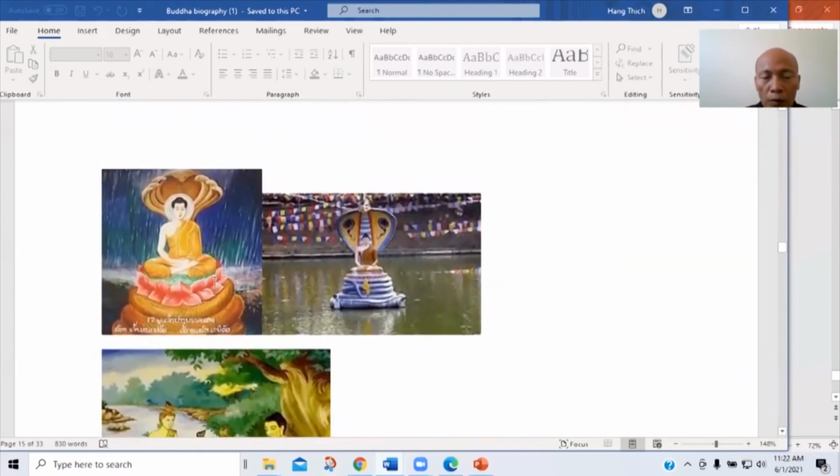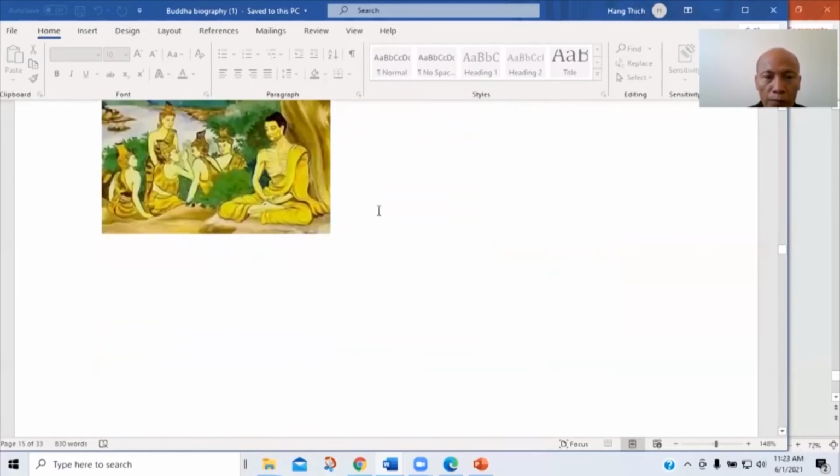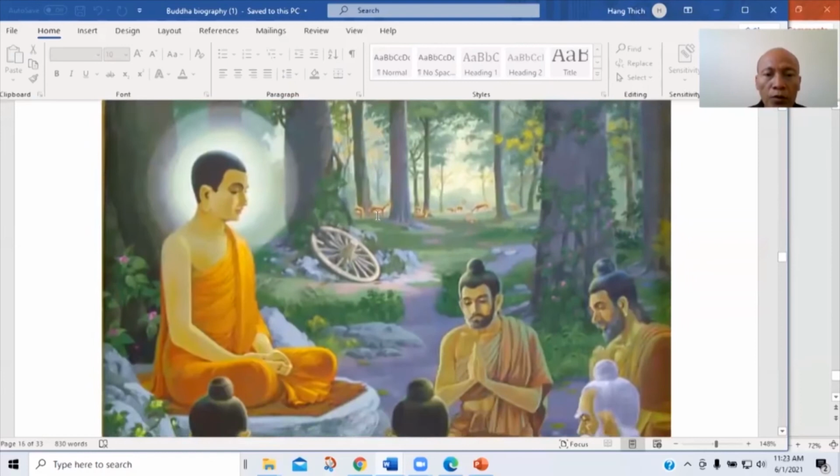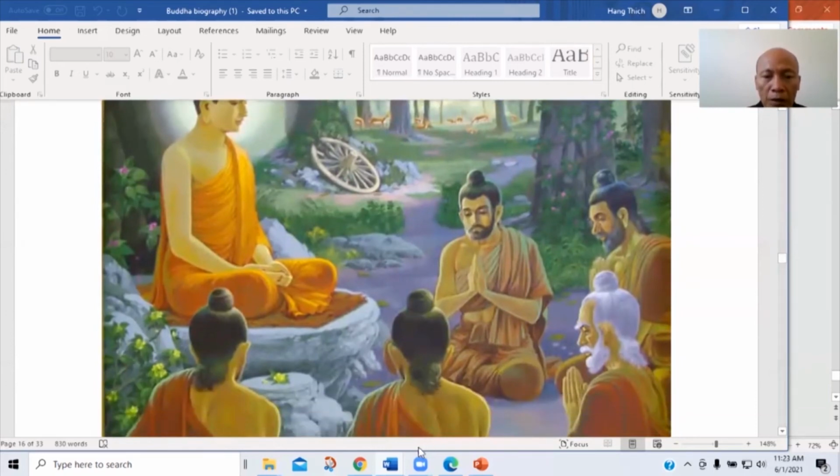And he stayed around there for another 49 days after his enlightenment. In one of the weeks, a serpent king covered the Buddha with his hood when it was raining right behind that Bodhi tree. And so later on, he made the decision to go and teach his 5 companions.